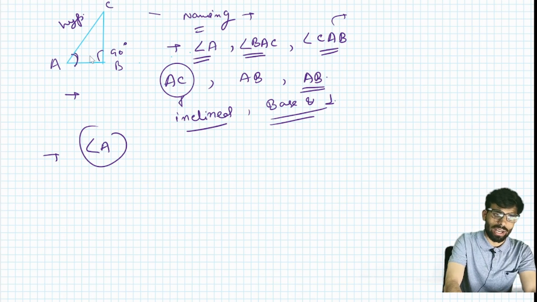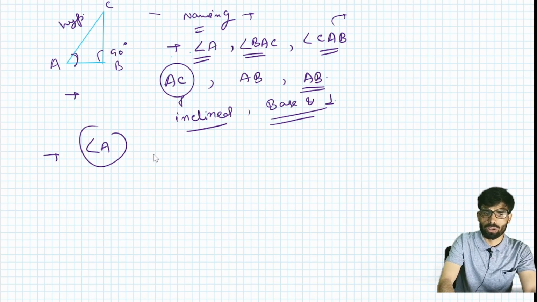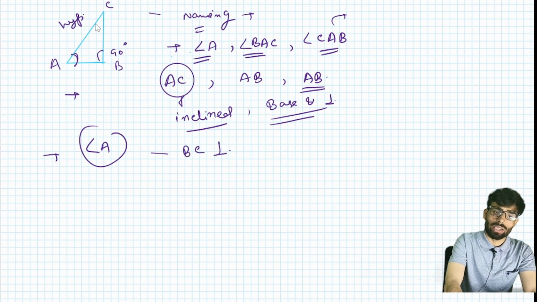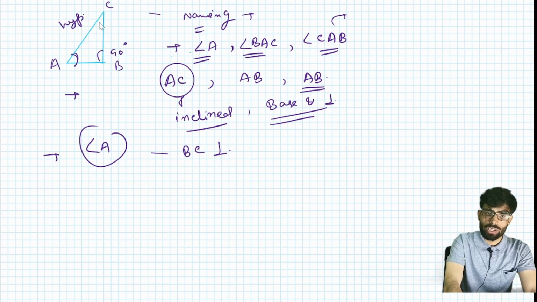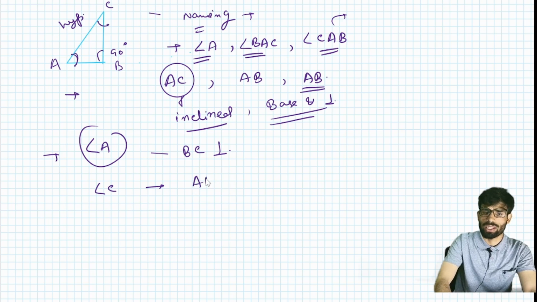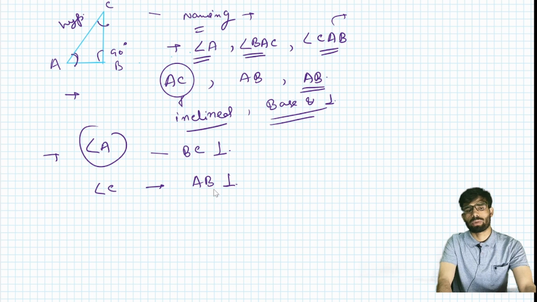The opposite side of the angle A will always be the perpendicular. That means in this case, BC will become the perpendicular. And if my angle of interest was angle C, the opposite side is obviously AB. That means in this case, side AB will become the perpendicular.